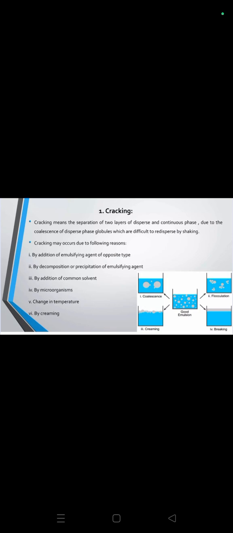First one is cracking. Cracking means the separation of two layers of dispersed and continuous phase due to the coalescence of dispersed phase globules, which are difficult to redisperse by shaking. Cracking may occur due to the following reasons: by addition of emulsifying agent of opposite type, by decomposition or precipitation of emulsifying agent, by addition of common solvent, by microorganisms, by change in temperature, and by creaming.